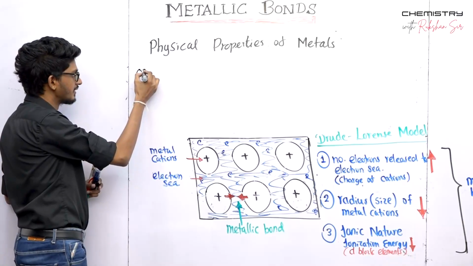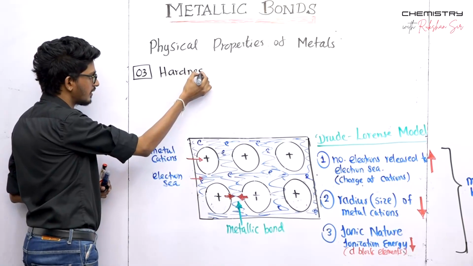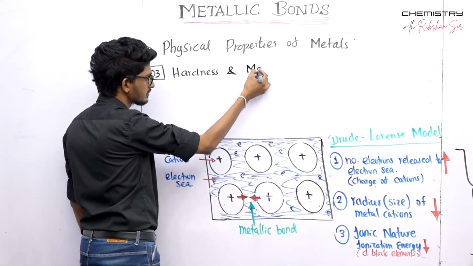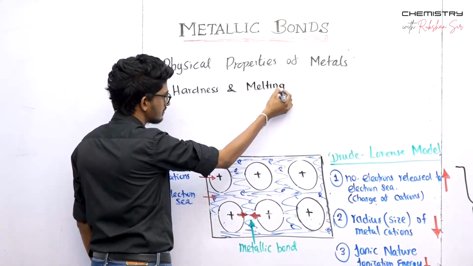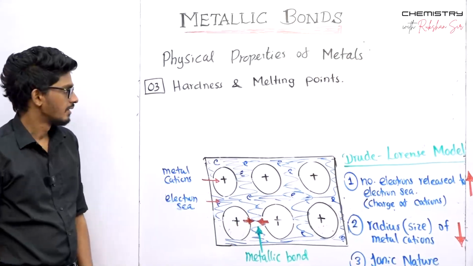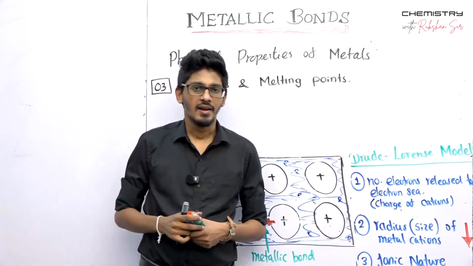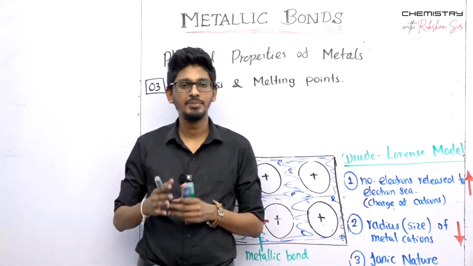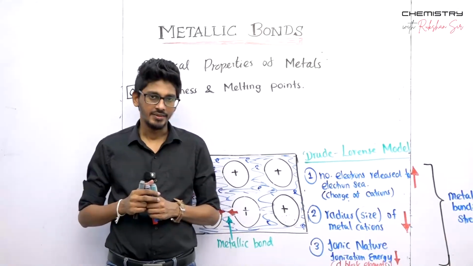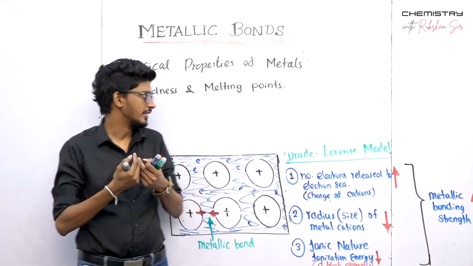So, number 3, hardness and melting points. Hardness means what? Let's come up with a clear picture about this property, the hardness. Hardness means, actually, it's like this.